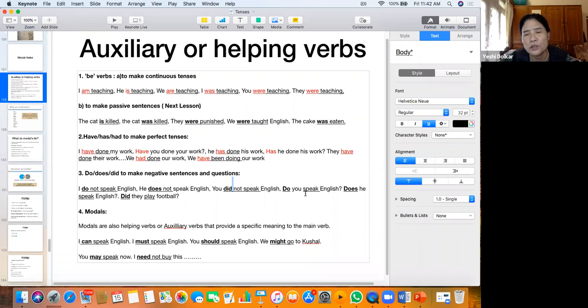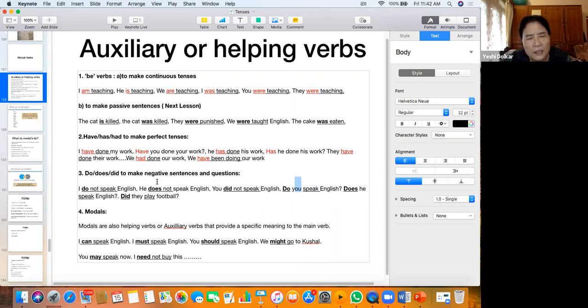Now, here are questions. Do you speak English? Now, I have to use do with speak. Do you speak English? Because it's you. Do you speak English? Does he speak English? Did they play football?